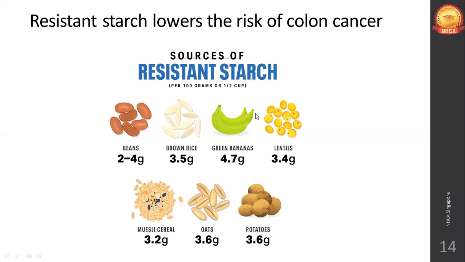These are the sources of resistant starches which are naturally available in food: kidney beans, brown rice, green bananas, lentils like your tur dal, etc. Muesli cereals, oats, potatoes are good sources of resistant starch.